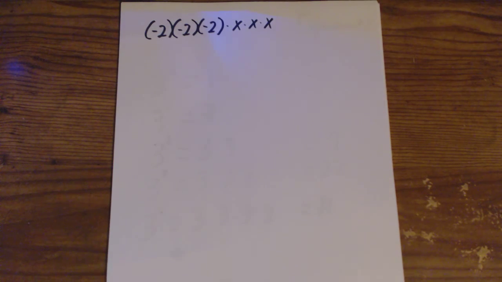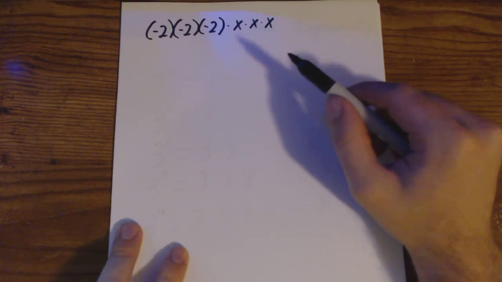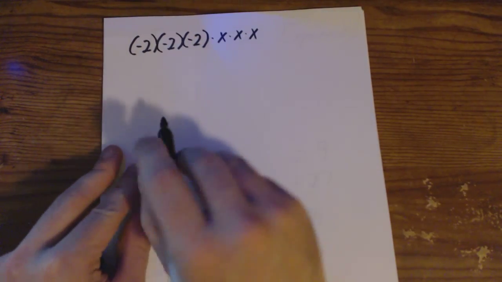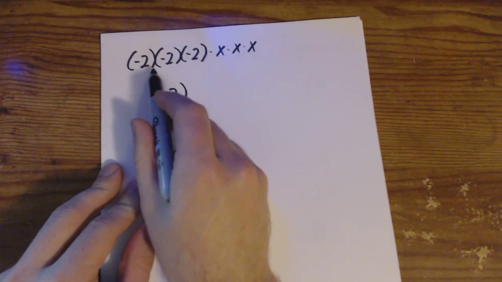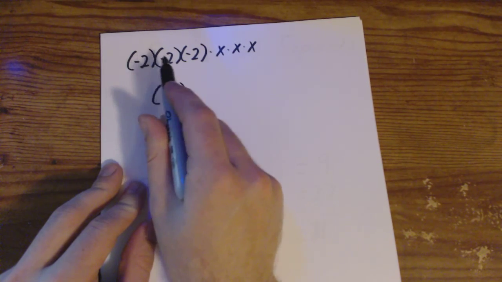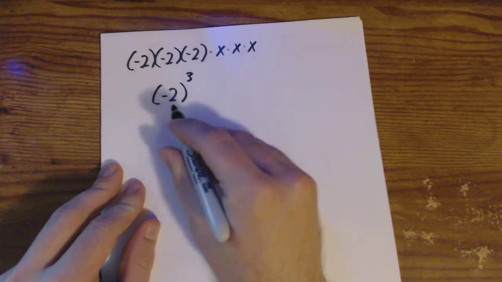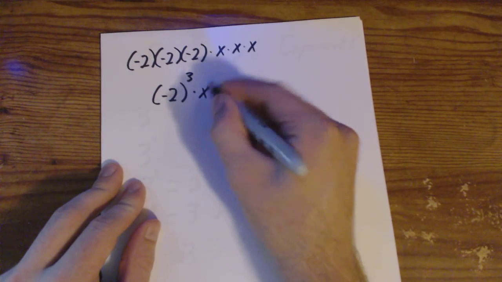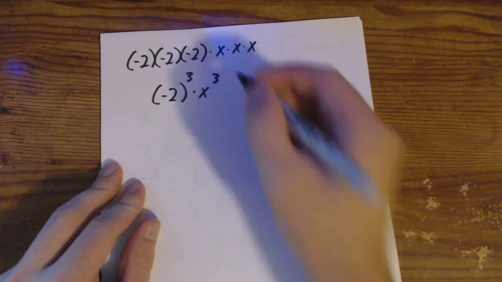Here, we see a whole bunch of negative 2's and x's. Now, this problem, since it's not set equal to anything, it's probably not going to ask you to solve for x. Likely it's going to ask you to simplify. So let's look at this. We have a negative 2, and since there's nothing between these parentheses, they're being multiplied. How many negative 2's do we have? 1, 2, 3. So we can write this as negative 2 to the third power times x. How many x's do we have? 1, 2, 3. So we have x to the third power.